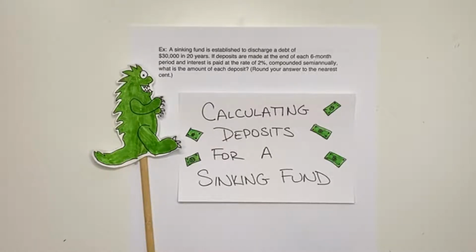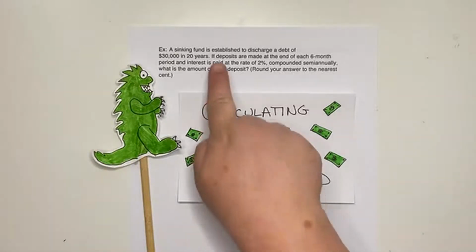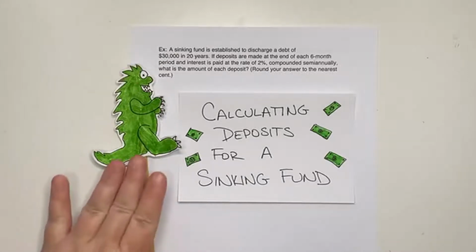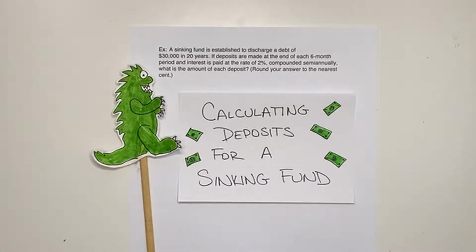So in the problem we're going to be talking about today, a sinking fund is established to discharge a debt of $30,000 in 20 years. So in other words, in 20 years, Godzilla is going to have to pay off a $30,000 debt. And so rather than just waiting till then and hoping to win the lottery, Godzilla is going to be saving up to prepare for this debt.